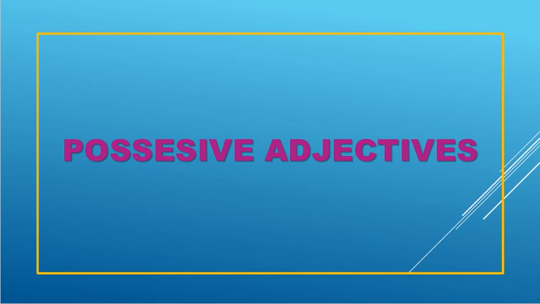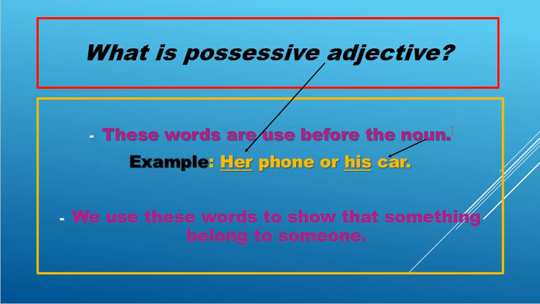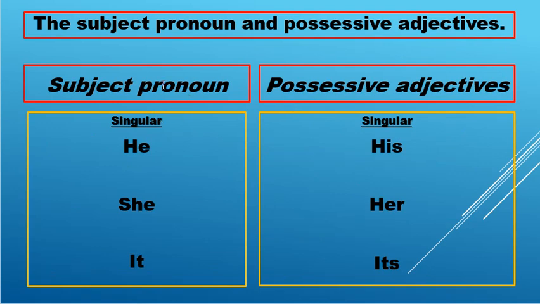If you remember yesterday, I explained how to use the possessive adjectives, the definition of possessive adjectives, and what the subject pronouns and their possessive adjectives are. For example, for he, this is a boy, the possessive adjective is his, if something belongs to a boy. And for the girl, she, of course, the possessive adjective will be her. It means her something belongs to a girl. And for it, the subject pronoun it, the possessive adjective is its.